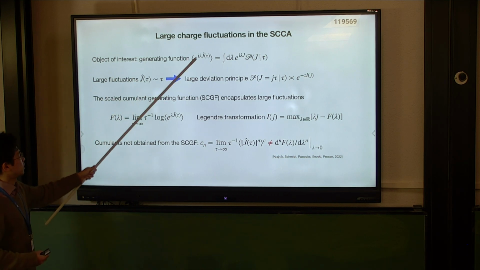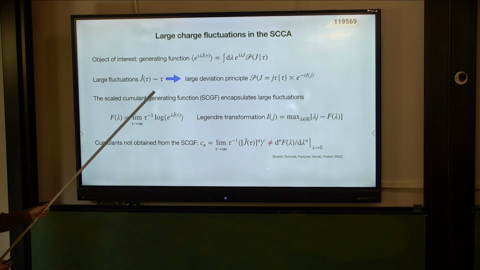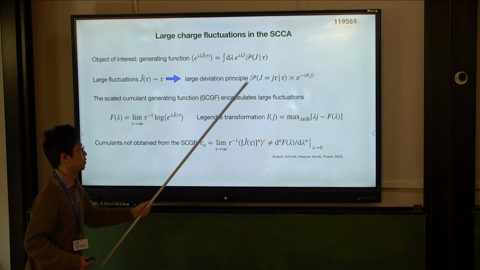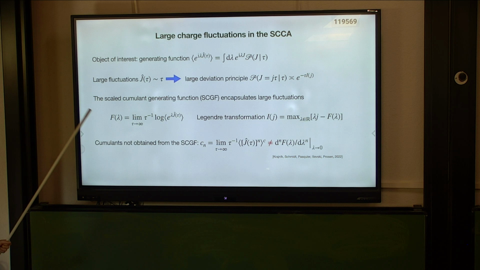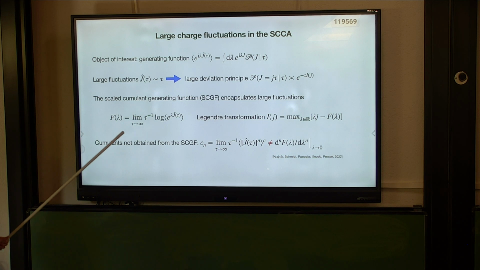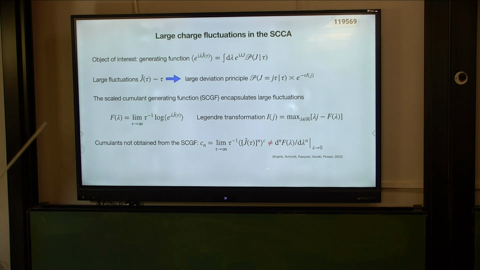So the object of interest is now this generating function, and like I said, what I mean by large fluctuations is that the current is fluctuating on this order, which means that the large deviation principle is going to tell you the probability distribution has this form, where I of j is something called the rate function. Now, this is in general hard to compute, so what people typically compute is the scaled cumulant generating function, f of lambda, which is defined in this way. And this is related to the rate function by this Legendre transformation.